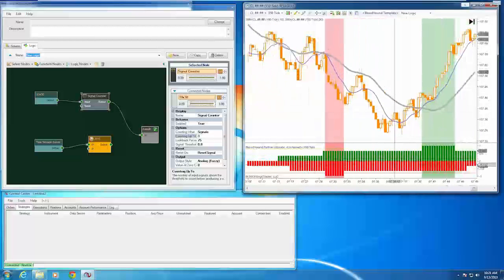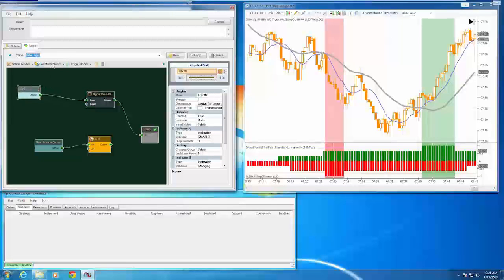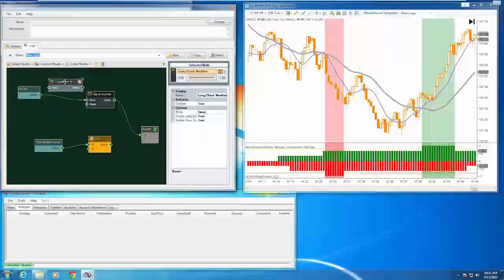We have these long and short sides being considered independently of each other. And when we talk signals, we want to say 3 signals. We don't care long or short. So let's just add them to the count. What we're going to do is use another function node called a long-short modifier. The long-short modifier will let you manipulate the long and short side so they actually do communicate with each other, if you will.